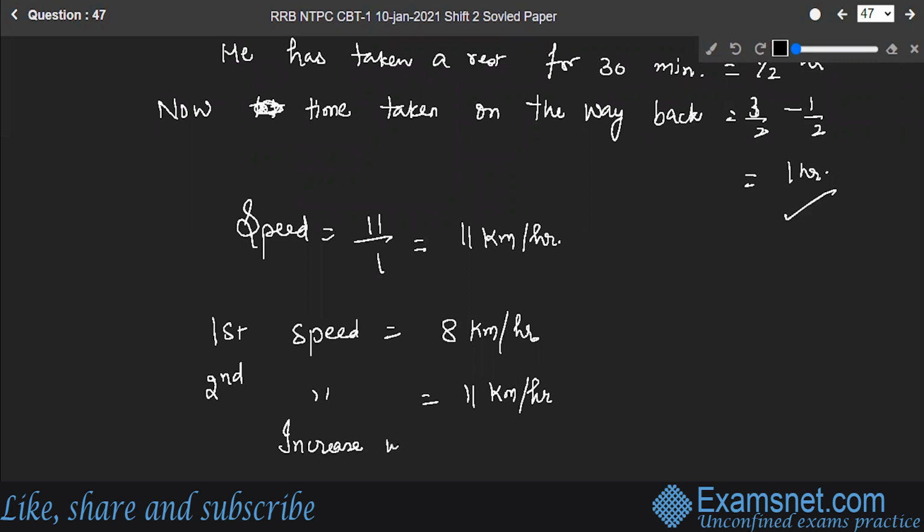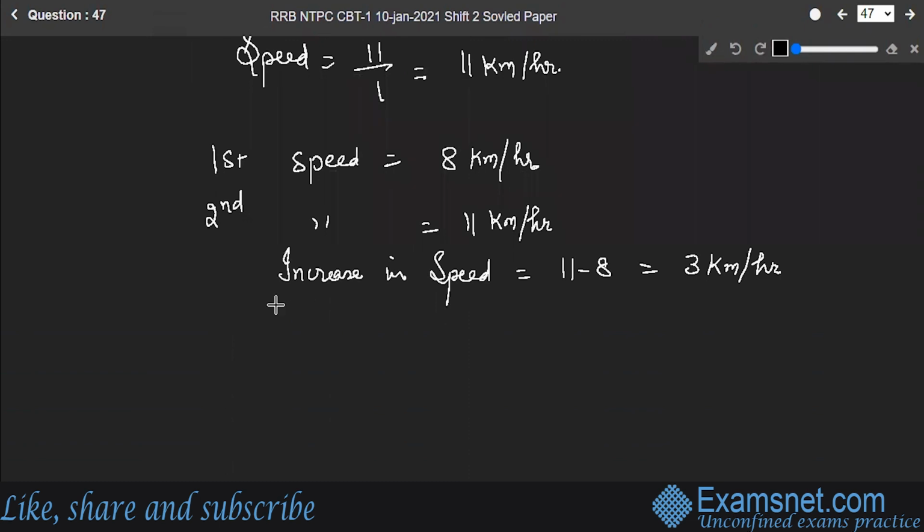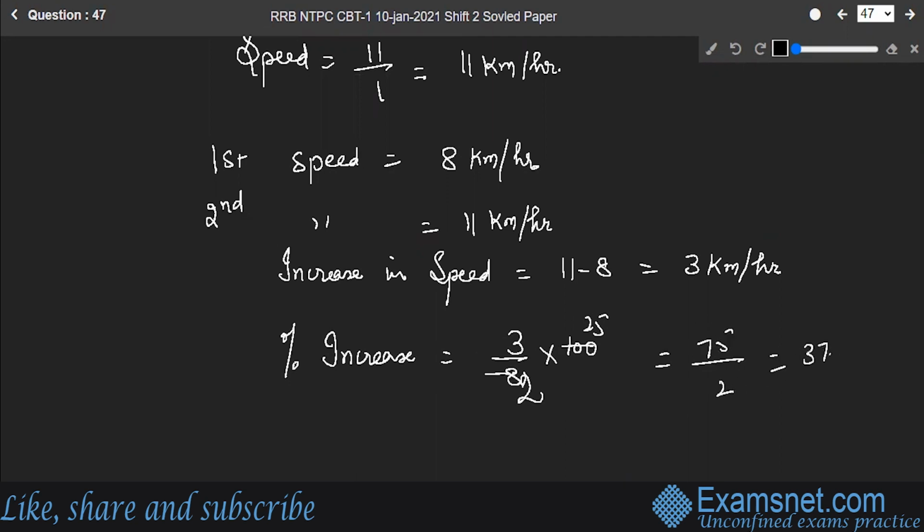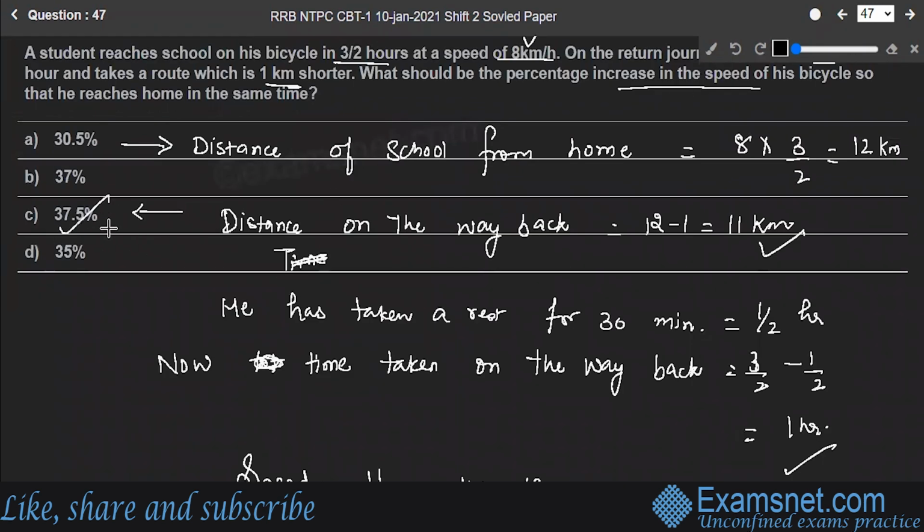Increase in speed is 3 kilometer per hour. So percentage increase is 3/8 multiply 100. So this is equal to 75 upon 2, which is 37.5%. So this is the percentage increase in the speed. Option C is the correct answer. Hope you understood this. Let's move to the next question.